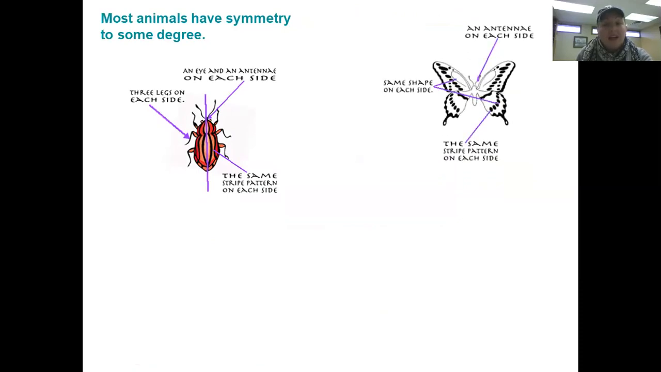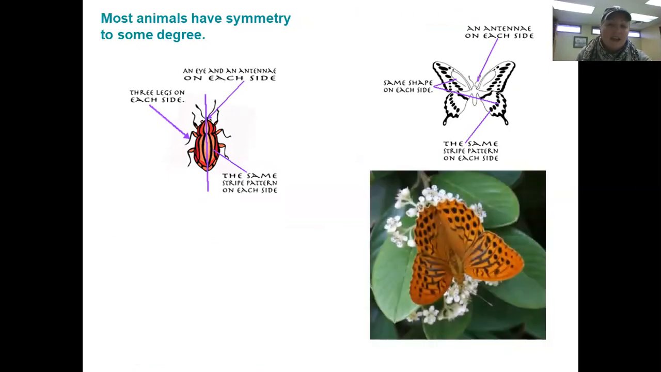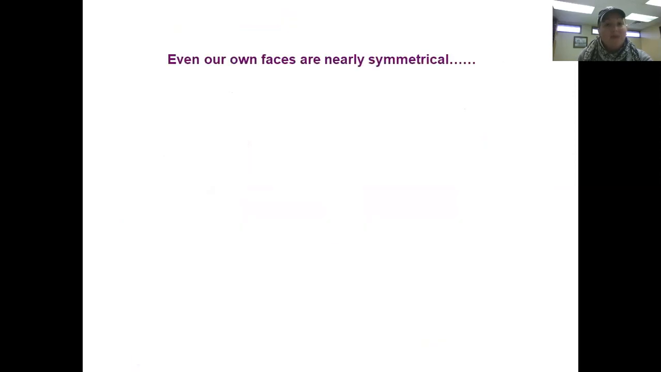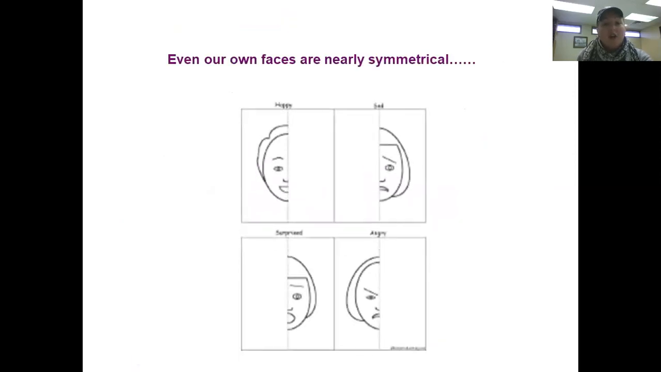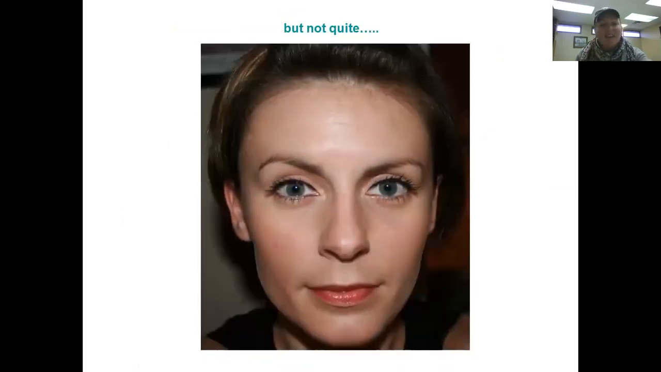A butterfly is symmetrical, same on both sides. You can see it has the same dots on both sides. If I were to put a line down the middle, it would be the same. And that butterfly too. Even our own faces are almost symmetrical, but not quite.